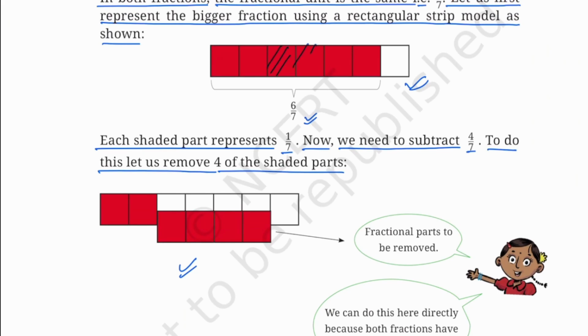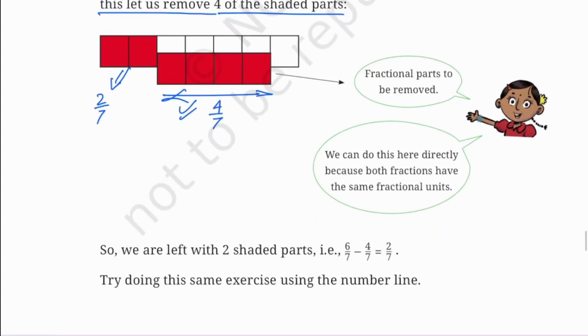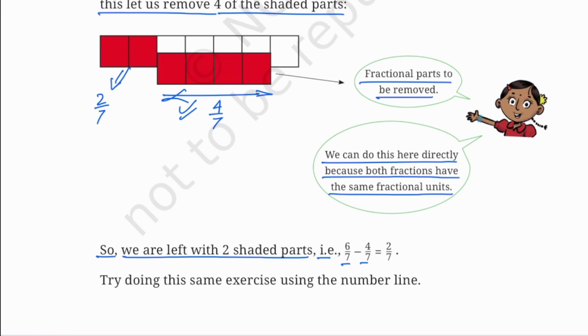4 parts removed. We have removed 4 upon 7. Left is 2 upon 7. Fractional parts to be removed, we can do this here directly because both fractions have the same fractional units. So we are left with two shaded parts, that is 6 upon 7 minus 4 upon 7 is equal to 2 upon 7.